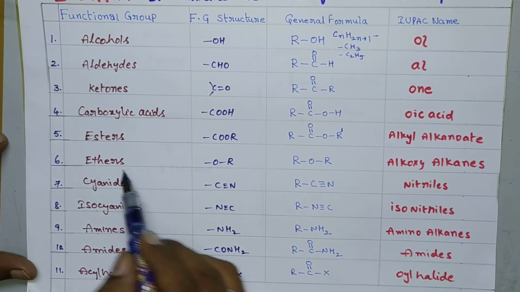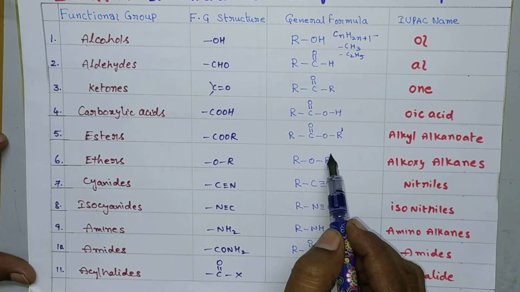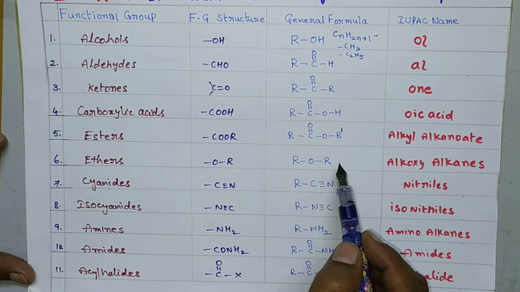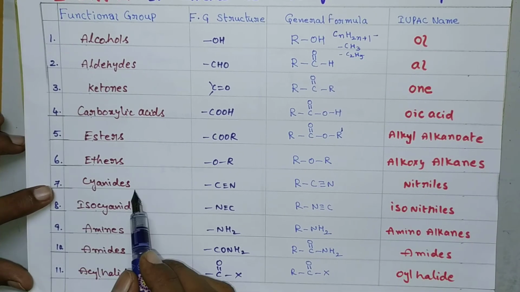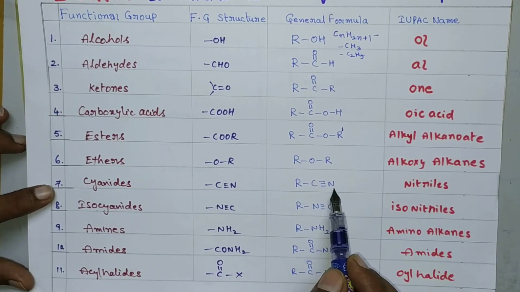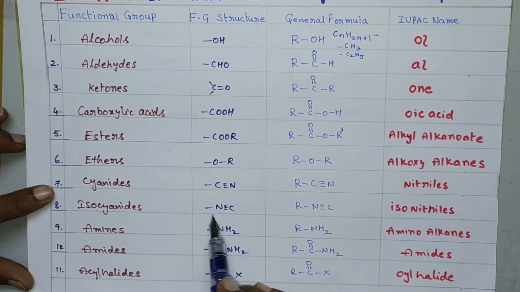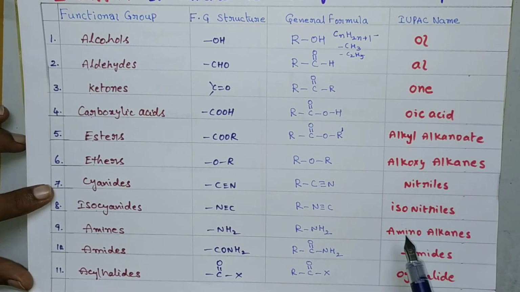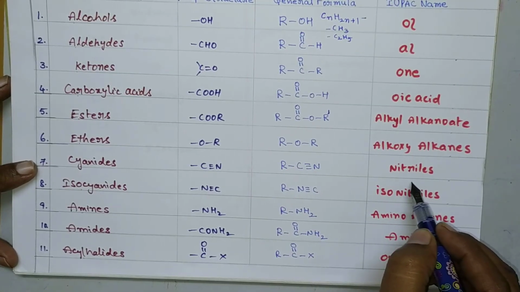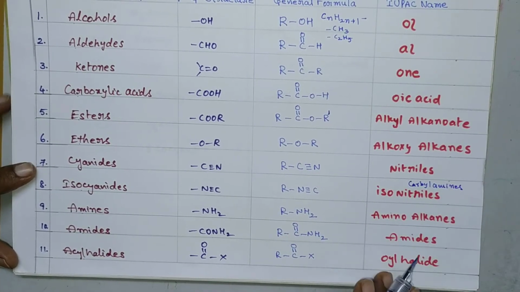And next, ethers, OR. The general formula is ROR. Here also we can write ROR dash, since sometimes R will be the same, sometimes different. These are alkoxy alkanes. Next, cyanides, CN, RC triple bond N. These are called nitriles. Next, isocyanides, NC, RNC. In the IUPAC system, these are called isonitriles, or sometimes carbylamines. So another name is carbylamines.